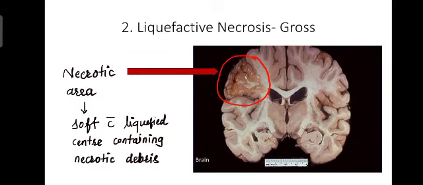Second is liquefactive necrosis. Liquefactive necrosis is the transformation of the tissue into a liquid viscous mass. Often it is associated with bacterial or fungal infection, like in a liver abscess. Here is the section of brain which shows the necrotic area, which is soft with a liquefied center containing necrotic debris.